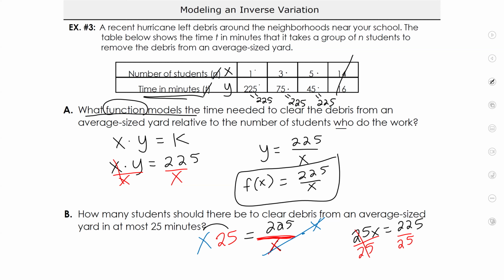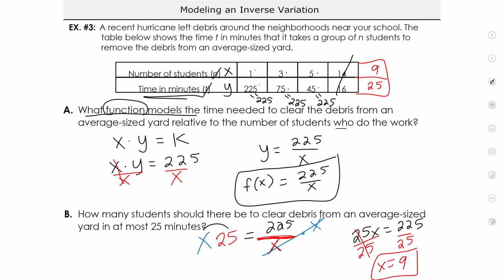Okay, so that means 225 divided by 25 is 9. So that means it takes 9 students to clean up the yard in 25 minutes. So if I have 9 students, it'll take 25 minutes. And add that to the table. All right, so guys, those are pretty much your examples.